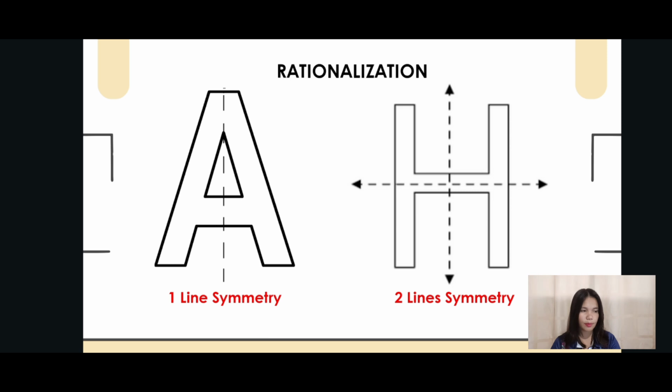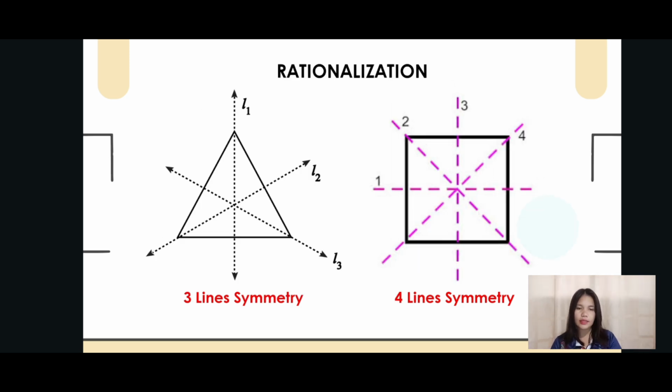So that is an example of two line symmetry. For the next one, we have the three line symmetry. An example of three lines of symmetry is an equilateral triangle. An equilateral triangle is a triangle that has three equal sides. Here the mirror line passes from the vertex to the opposite side, dividing the triangle into two equal right triangles. As you can see, we have line 1, line 2, and line 3.